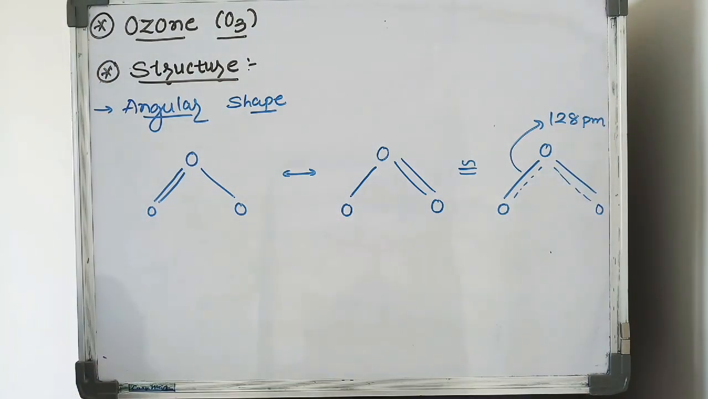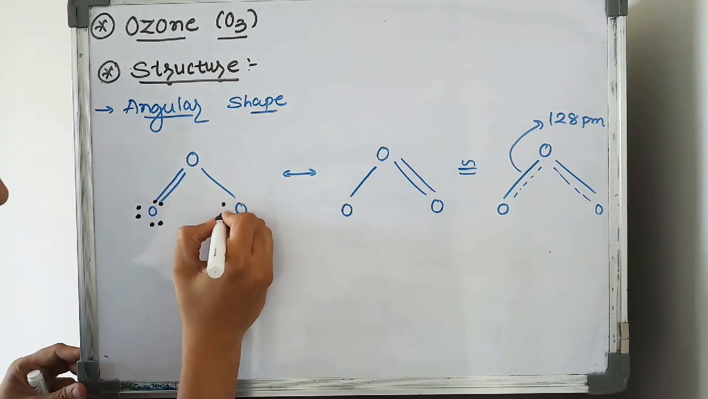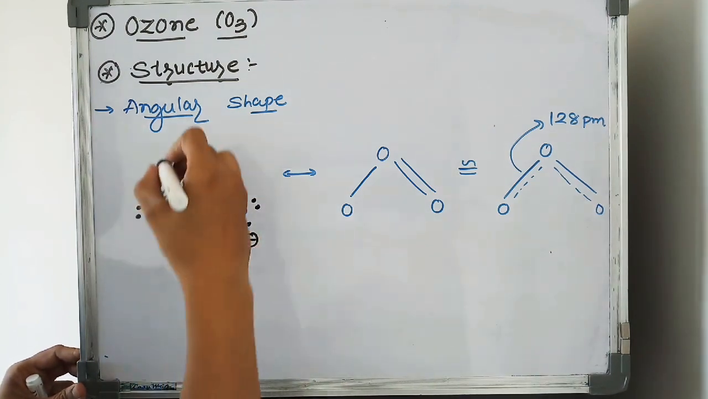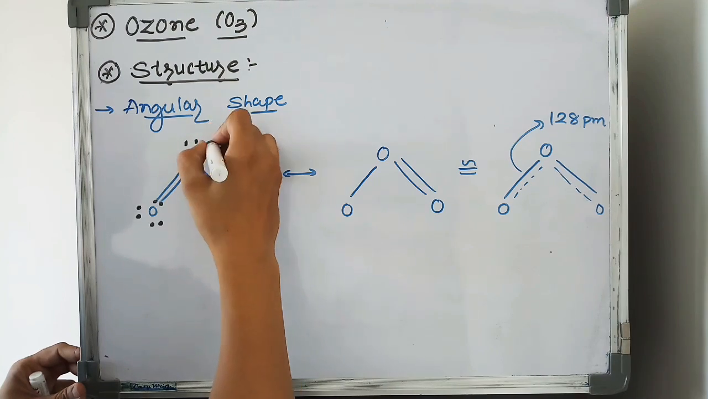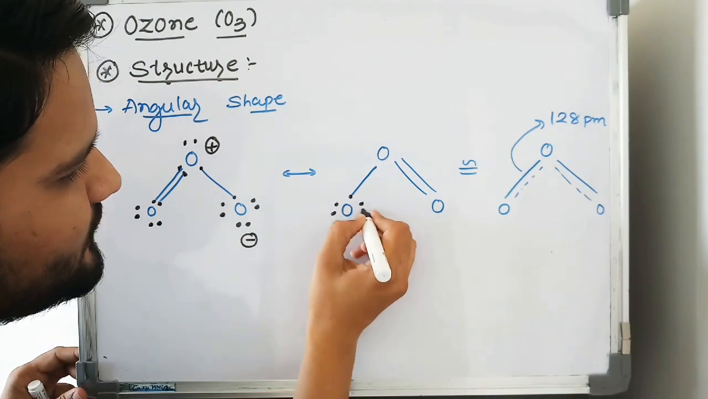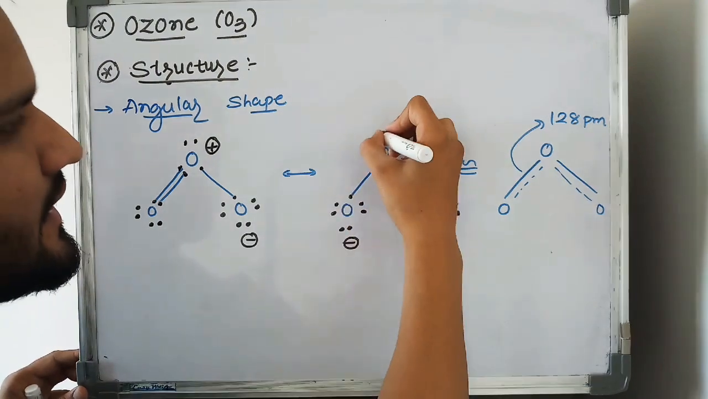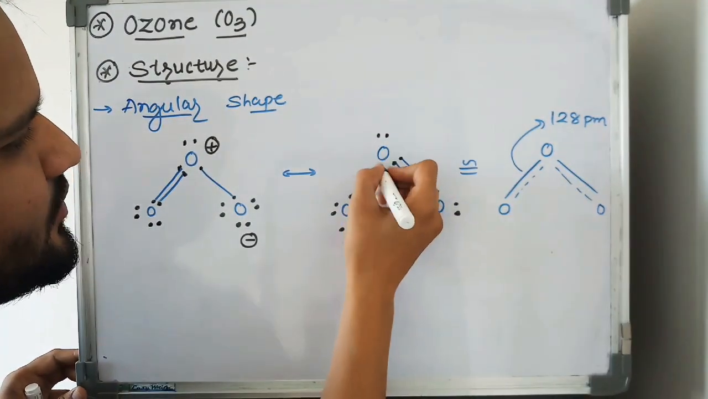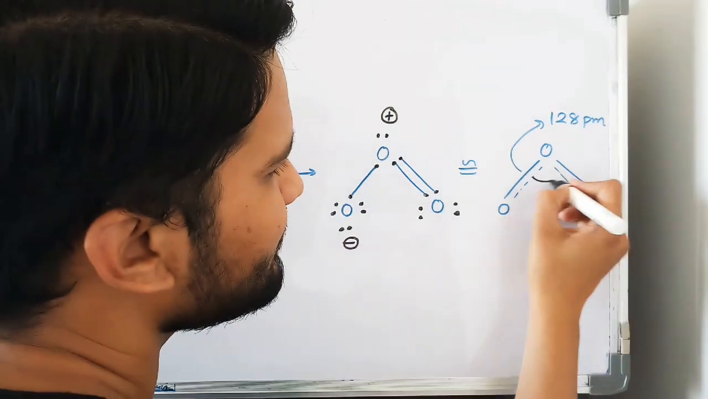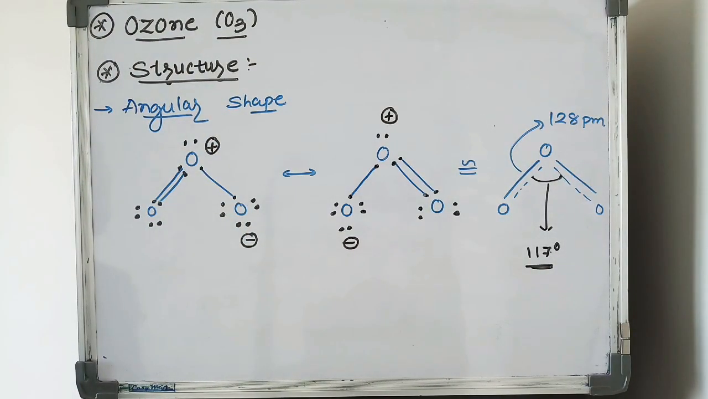128 picometer. Here this oxygen has 1, 2, 3, 4, 5 and 6 electrons. This oxygen has 1, 2, 3, 4, 5, 6 and 7. It means it possesses one more electron, that's why it gains a negative charge. While this oxygen has 1, 2, 3, 4, 5, it possesses one less electron, that's why it gains a positive charge. Same here, 1, 2, 3, 4, 5, 6, 7, so it gains a negative charge. While here this possesses 6 electrons, and the oxygen at the center possesses one less electron, that's why it gains a positive charge. This is a resonating structure of ozone having a bond angle of 117 degrees, while the bond length is 128 picometer.